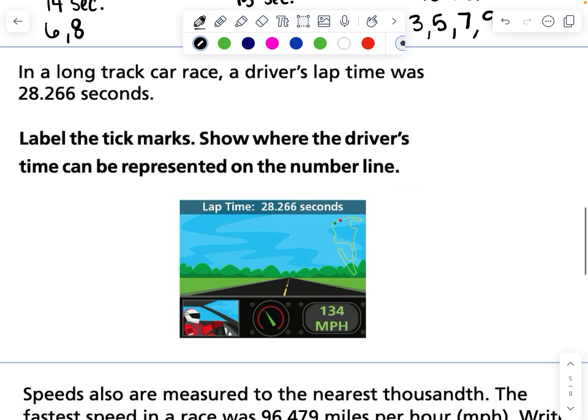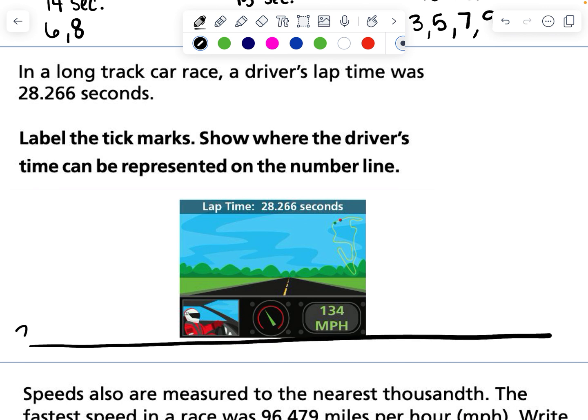If we have a longer track, and a driver's lap time was 28.266 seconds, how could we label it with tick marks? Well, let's use the bottom of our page here to think about 28 as a whole number would be on the left. 29 would be a whole number on the right. All of my tick marks fall in between, and I know that 28.5 is the halfway mark.